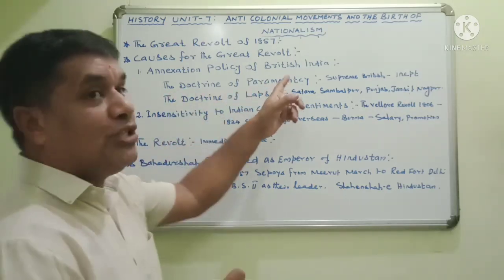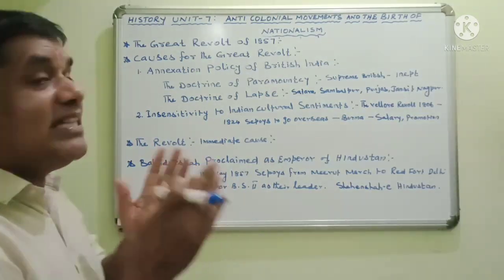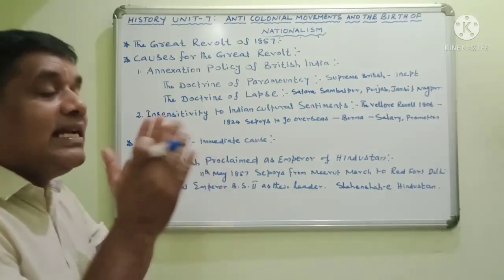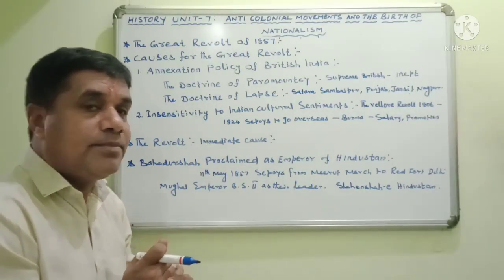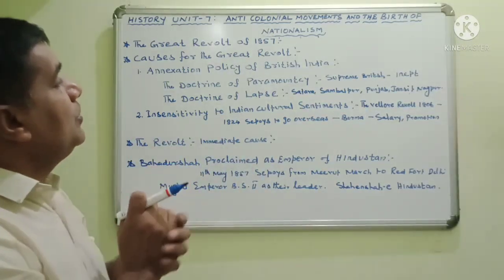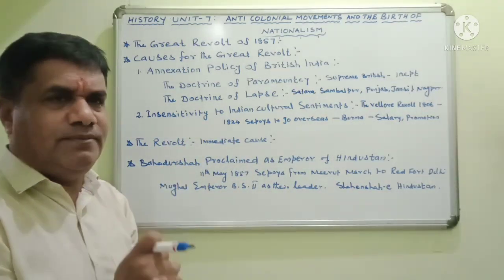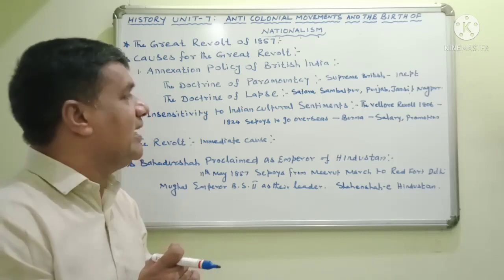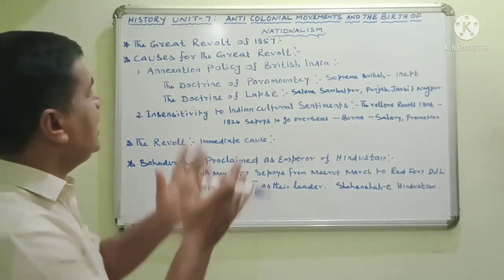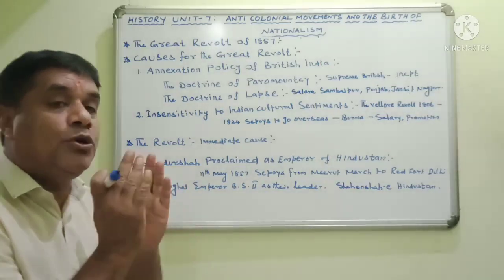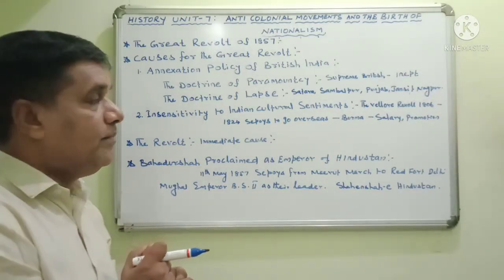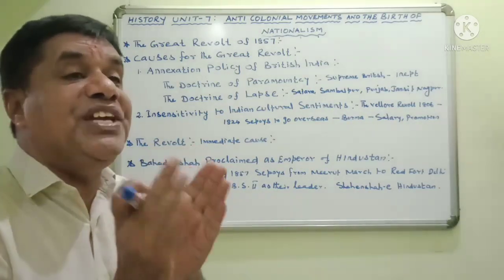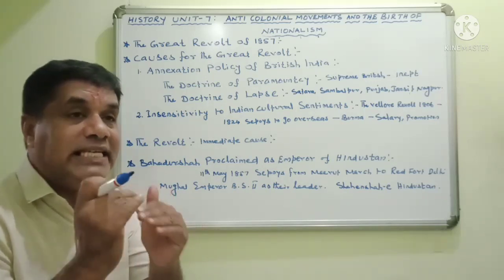The doctrine of paramountcy. According to the doctrine of paramountcy, the British were superior and the Indians were inferior. They thought that the Indian people were inept for all the work. Inept means tagudiyatra, already told you. Note, the British were paramount, supreme. The Indians were inferiors.